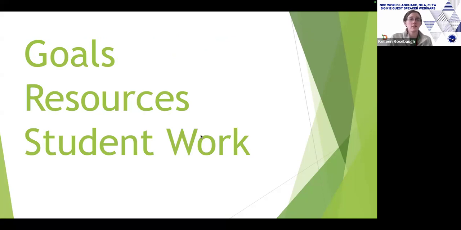This presentation is in 3 chunks. What are the goals for students when we talk about sustainability and the environment? Where are resources found? Of what can you use, and then examples of student work. What are we asking them to do? We have these goals. What does that look like translated into what students can do?